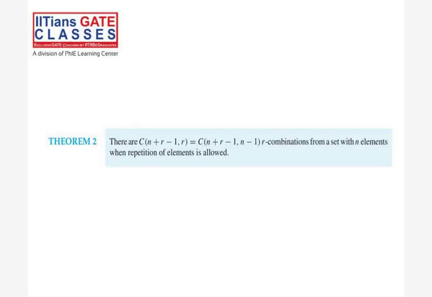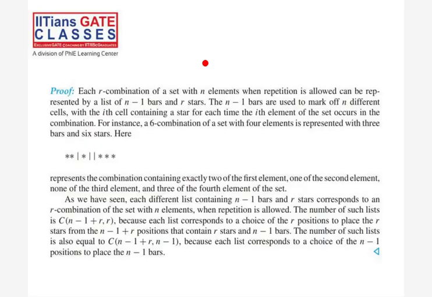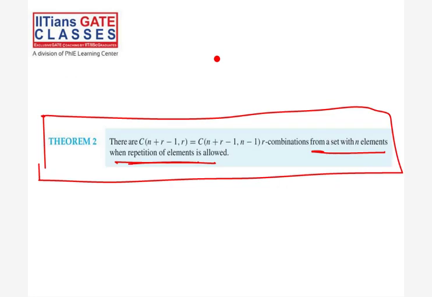Now this is our formula. If you were waiting for a formula to solve this question, then this is our formula. We will also prove it, don't worry. This formula says that from a set with n elements, when repetition is allowed, there are this many r-combinations. Before that, this is the proof of that formula, so let's try to prove it.